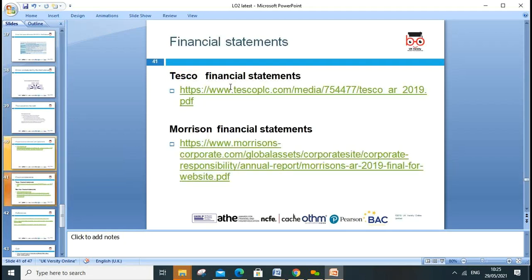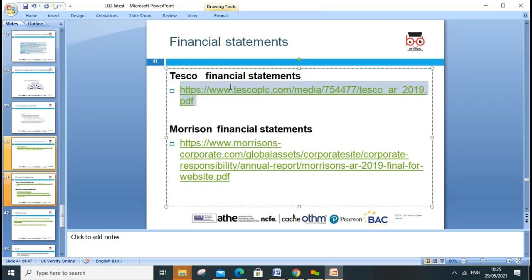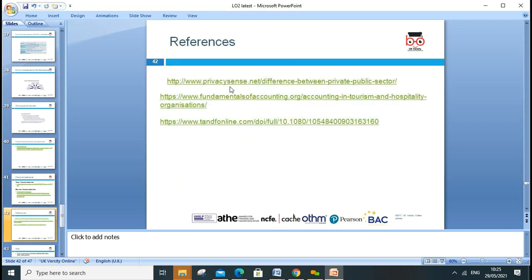Okay. These are all relevant links where we can look at different companies' financial statements, like Morrison, Tesco, and Asda, with adjustments. That also helps us when we prepare our assignment. Then all the relevant sources are there.